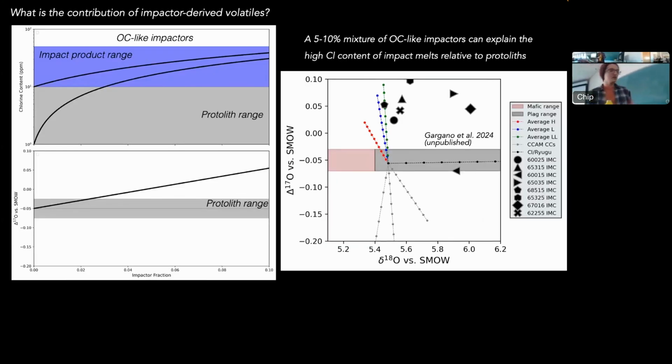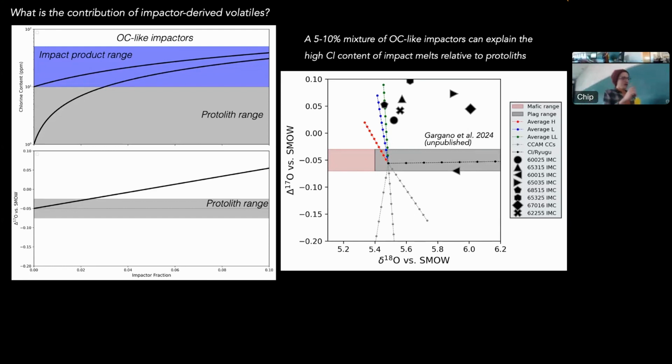And I modeled this here to try to address this contribution of impactor-derived volatiles. So on the left plot here, you're seeing a two-component mixture of an ordinary chondrite-like impactor. The bottom plot is showing you the change in big delta O17 value with increasing impactor fraction. And the top plot is showing you the chlorine content that would be added to this material as impactor fraction increases as well.